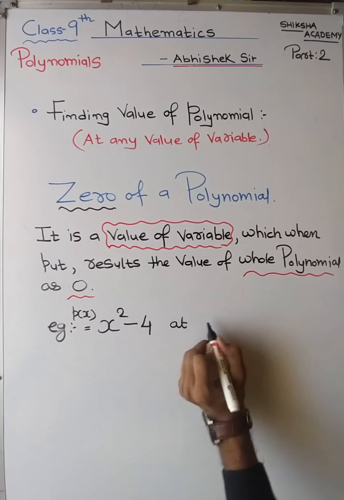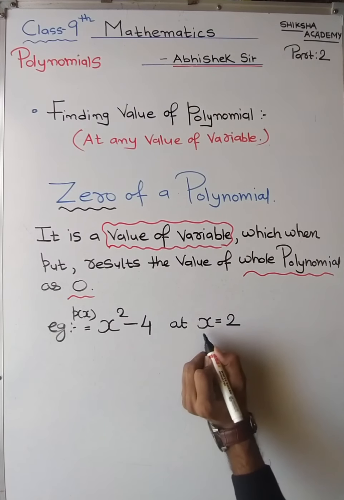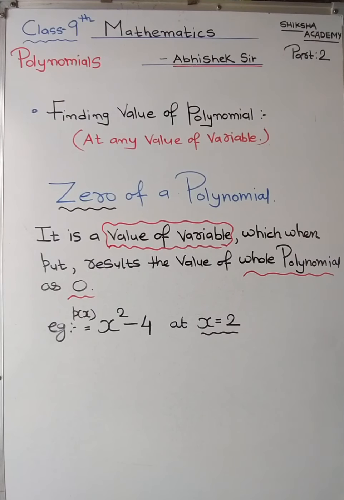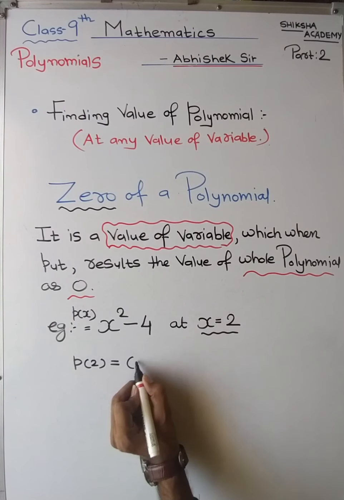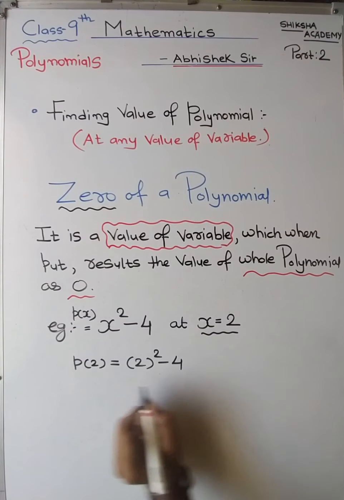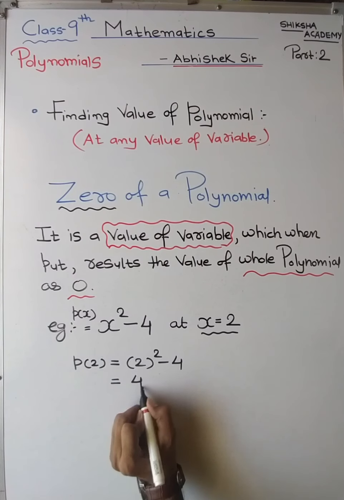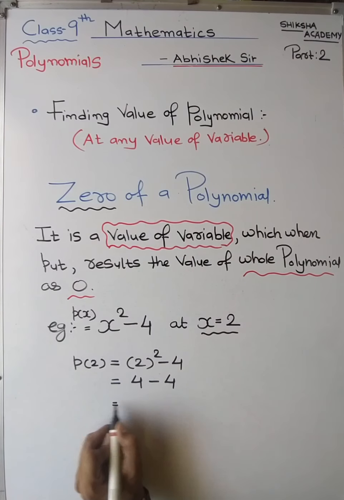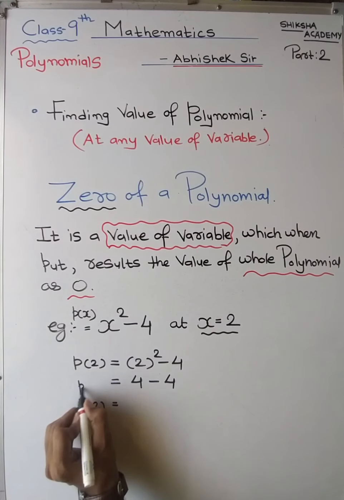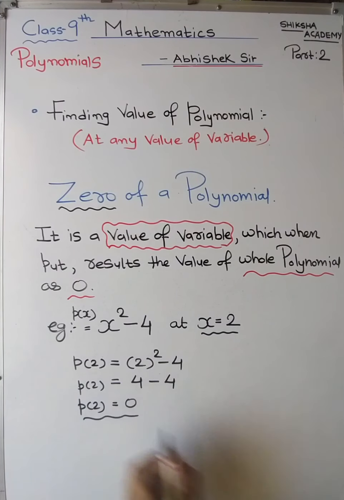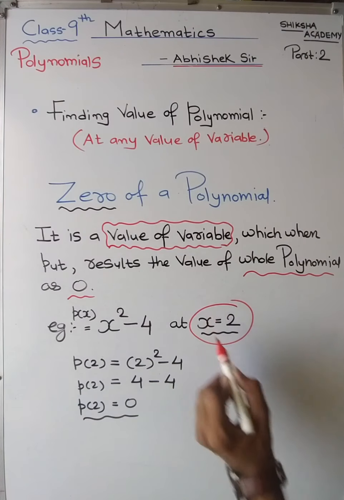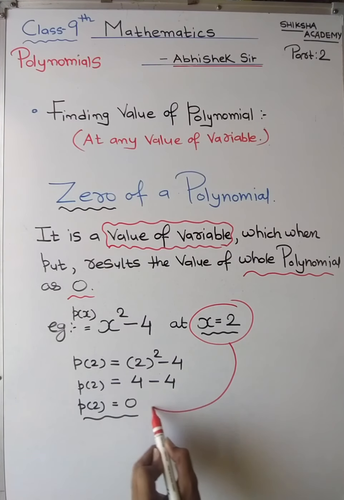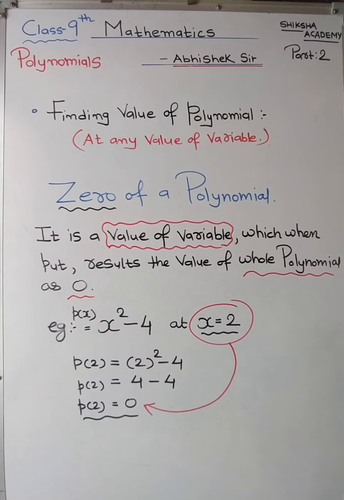Now let us take the value of the variable as 2. Okay, so what will be the answer? P of x will become p of 2. Here we will put 2 in place of x, and here it is 2 square is 4 minus 4. So finally p of 2 answer becomes 0. Clear? Now you have to relate with the definition. It is the value of the variable which when put results the value of whole polynomial as 0.